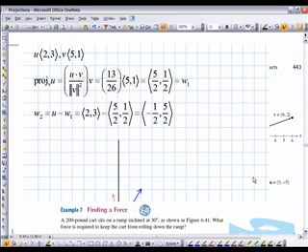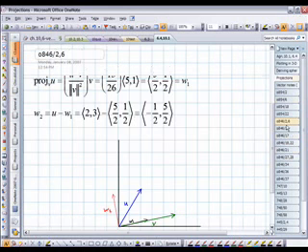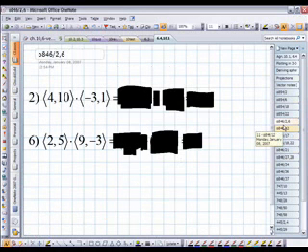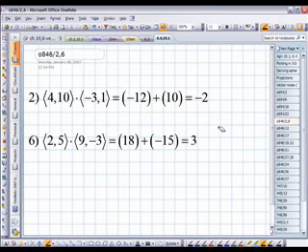Okay, a few more sample problems. This is some sample dot products, 4, 10 dot -3, 1, so 4 times -3 plus 10 times 1. So these vectors have a negative dot product. They would be at an obtuse angle to each other if we went that far with it. 2 times 9 plus 5 times -3, we get 3. These would be at an acute angle.